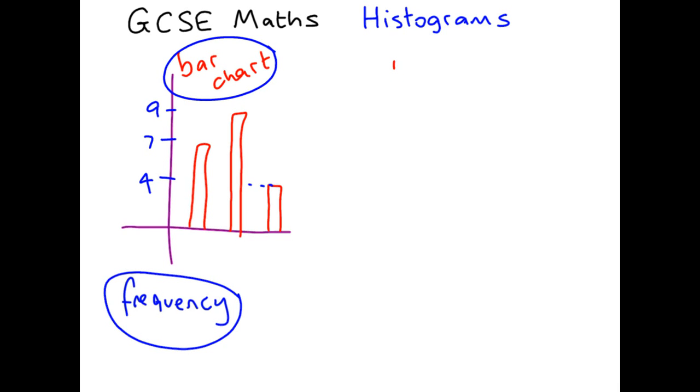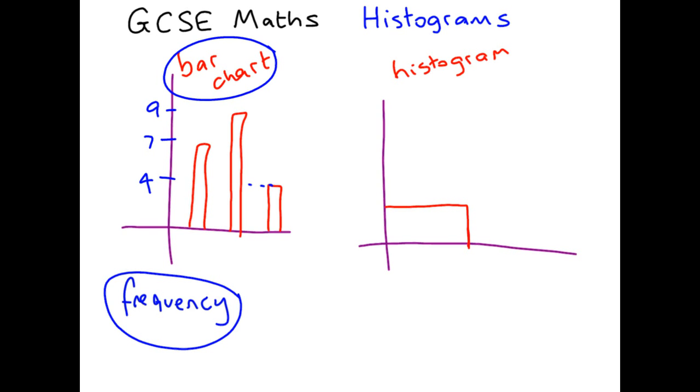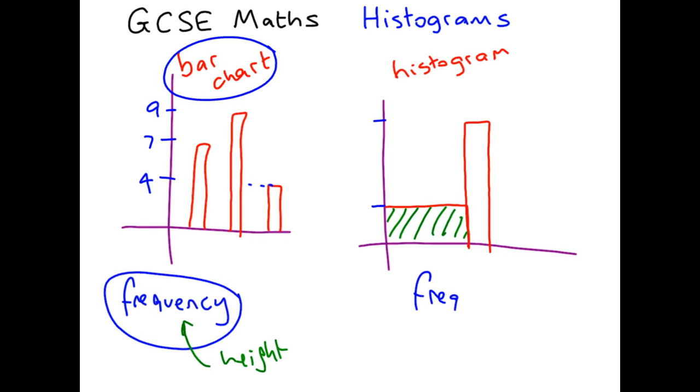A histogram isn't like that. For a histogram, the bars can be any width. You could have one bar quite long like that, and you could have one bar quite thin. Because they're different widths, it's not good enough to just say how high they are. What you look for in a bar chart for how many is the height. What you look for in a histogram for how many is actually the area occupied. So in a histogram, a frequency is the area. You find the area to tell you how many.